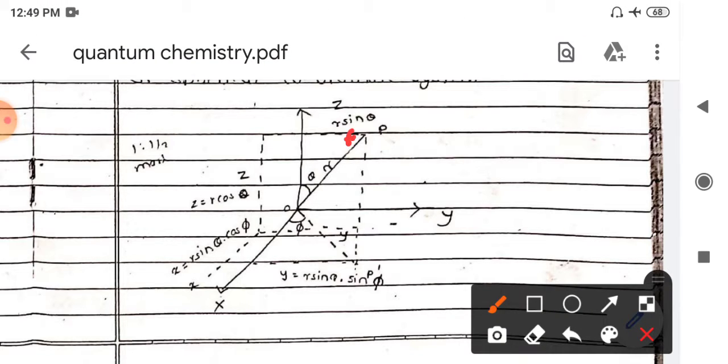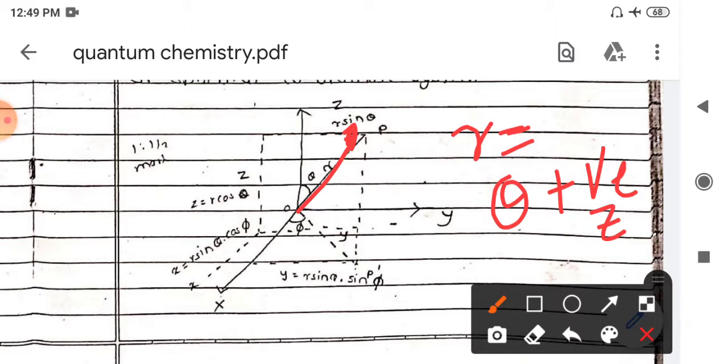At position P there is a particle situated, and the particle is at a distance r from the origin. So r is the distance variable. Then theta is the angle made by this projection, the angle made with the positive direction of the z axis.